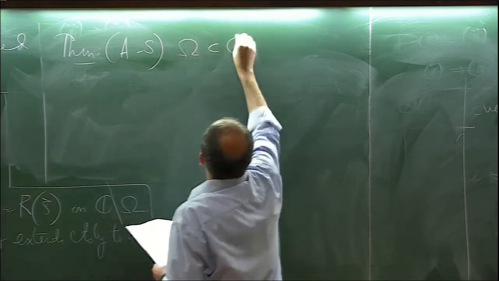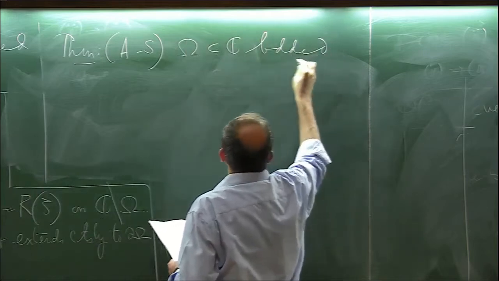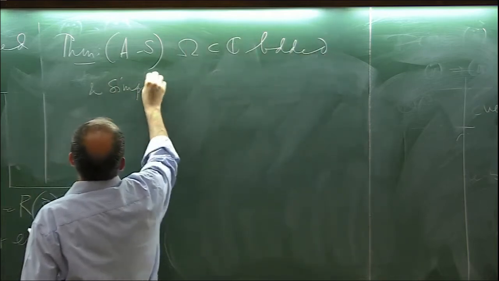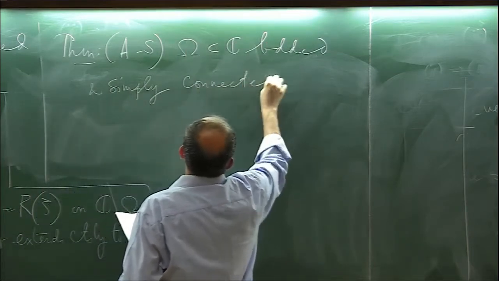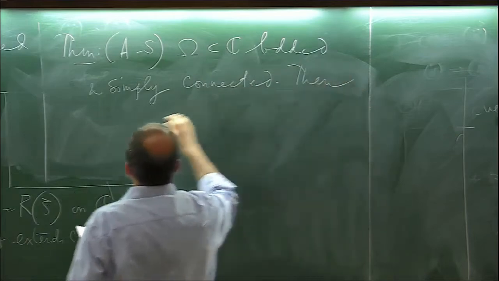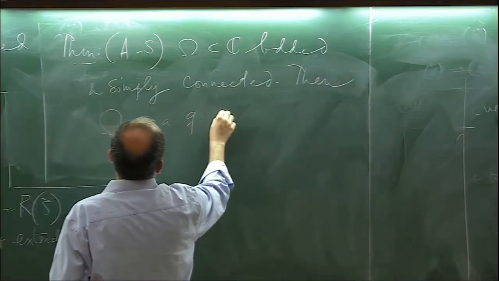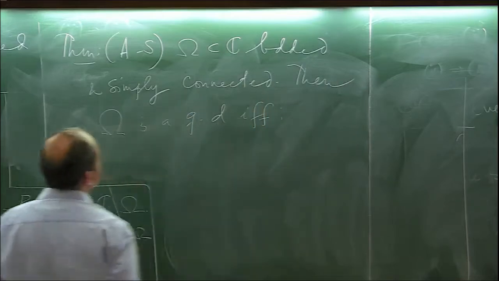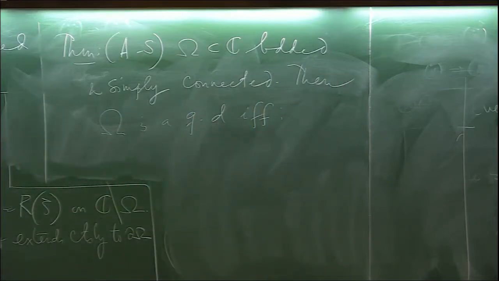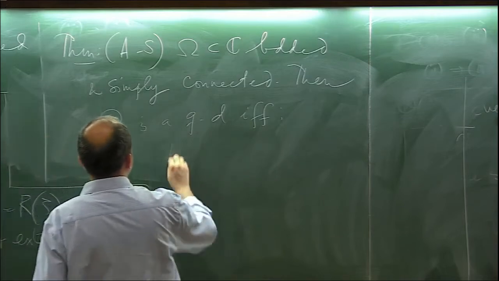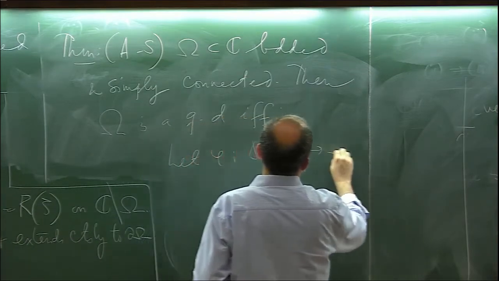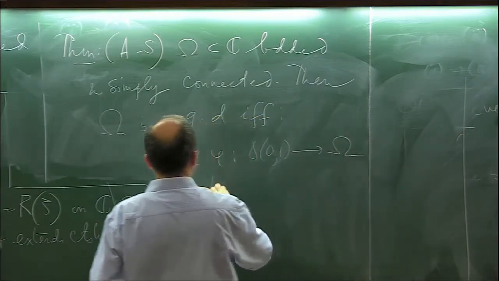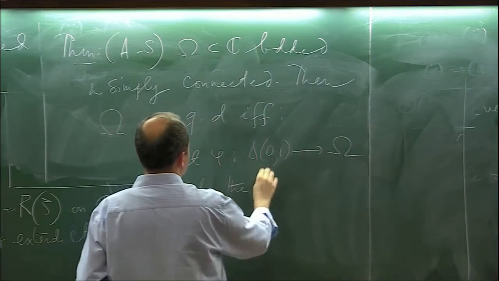So omega bounded and simply connected. Then omega is a quadrature domain if and only if the following property holds. And what is the property? Let phi be the Riemann map from the unit disk into your domain, the Riemann map.